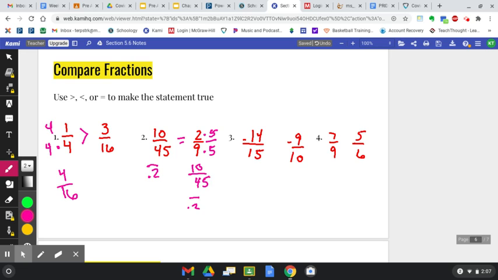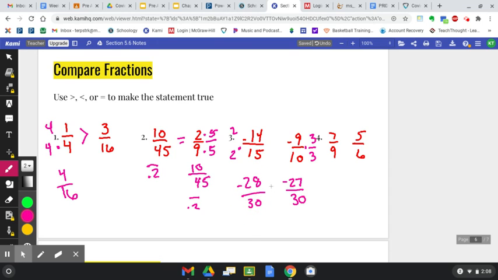Now, with negatives, okay, you have to be careful when they're negative, and I'll show you in just a minute here once we find that out. We looked at 15 and 10, and we knew that 30 was the least common denominator. So I would have to multiply this fraction by 3 on top and bottom. So negative 9 times 3 is negative 27, and that would be 30. Here, 15 times 2, and then negative 14 times 2. So this would be negative 28 over 30.